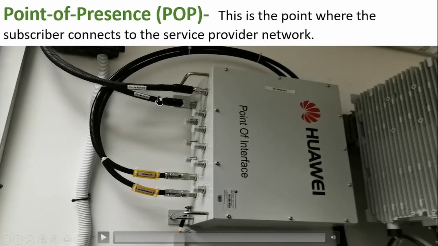This cable is coming from outside, going inside, and this will go to our core switch. This cable is also a fiber optics cable. So this is the point of presence. This is where you can find the start of your network. This is actually the demarcation point from the service provider to the subscriber's equipment.